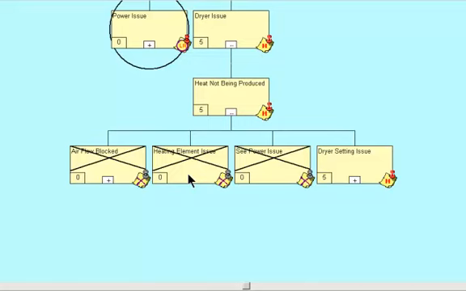Then we go to the power issue, which we confirmed up here is not going to be the case. So then I'm going to look at the dryer setting issue.